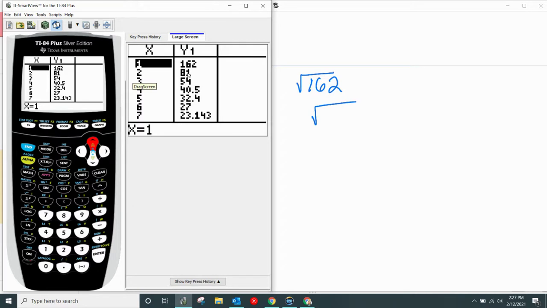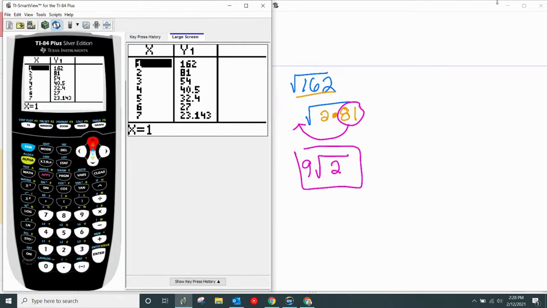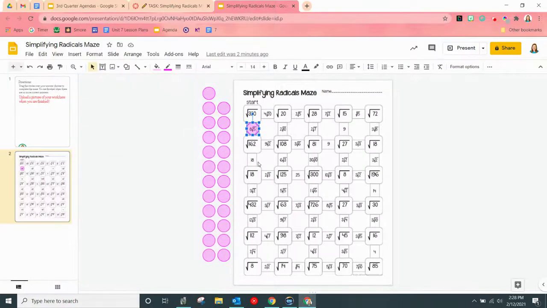So we would rewrite 162 as 2 times 81. Remember, that's what the calculator is telling you. Then, because we can take the square root of 81, that one's outside of our wheel, it's a perfect square, we go ahead and take the square root of it and bring it outside. Well, the square root of 81 is 9. So I still have my square root, and what's left underneath it? 2. That's our answer for that one. So let's see. Yep, 9 square root 2.